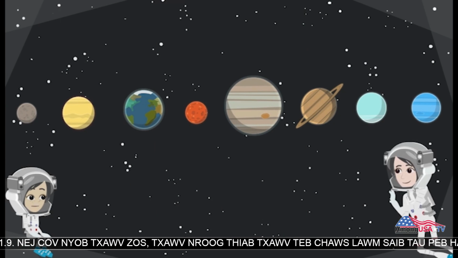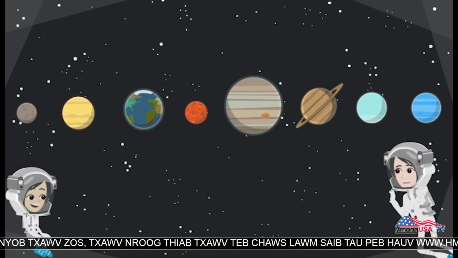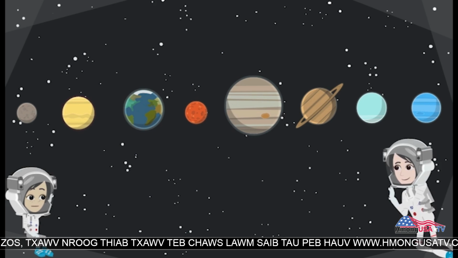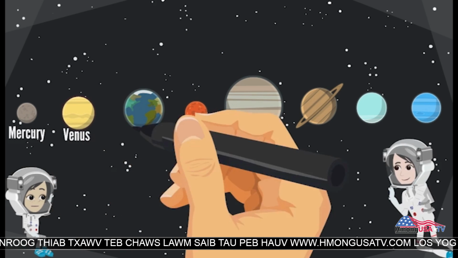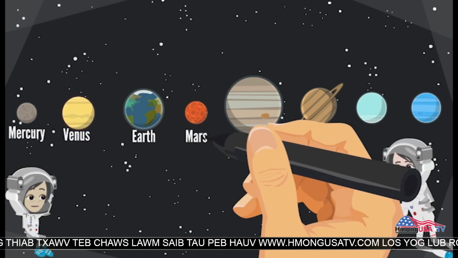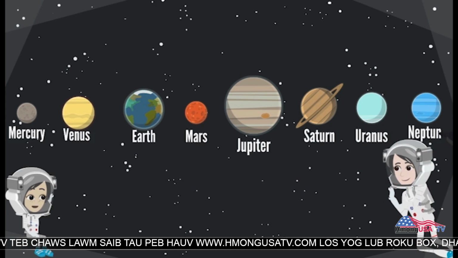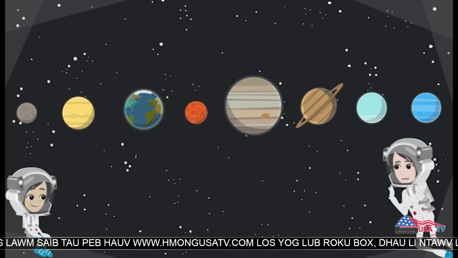Hey, I remember these from my school books! That's right. Can you name each planet from the closest to the farthest from the sun? I'll try. Mercury, Venus, Earth, Mars, Jupiter, Saturn, Uranus, and Neptune. Nice job, Abby.